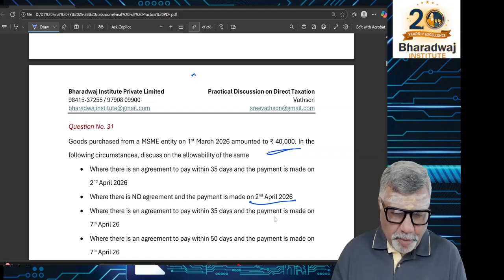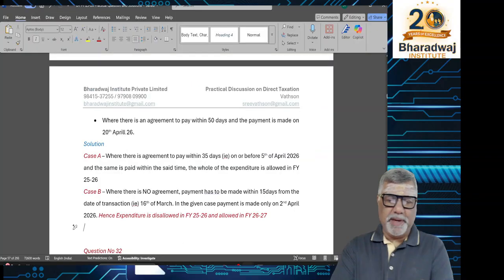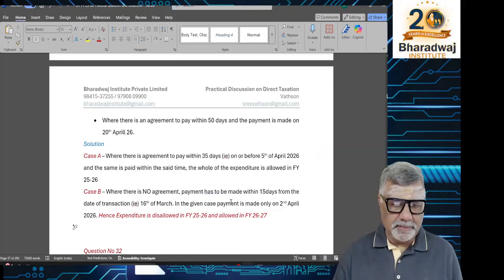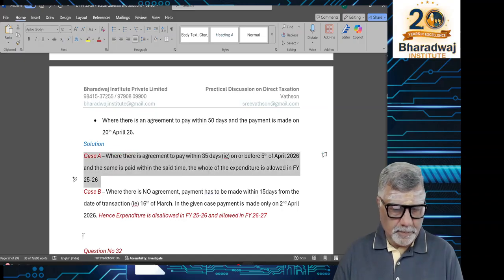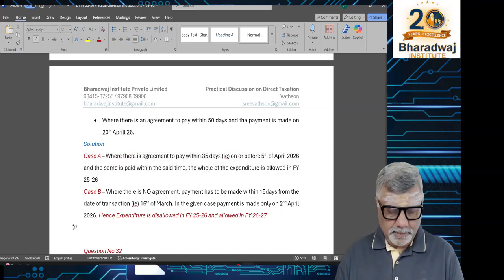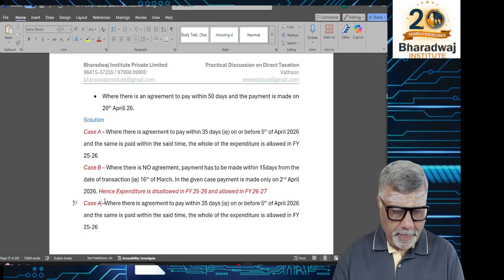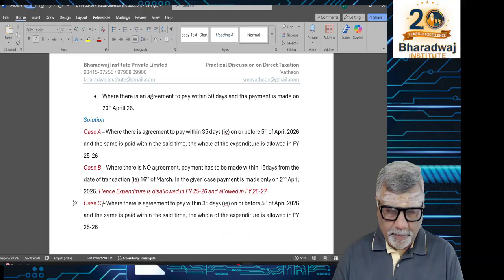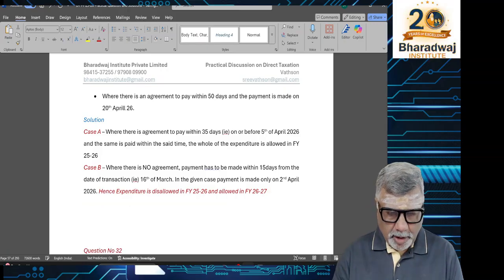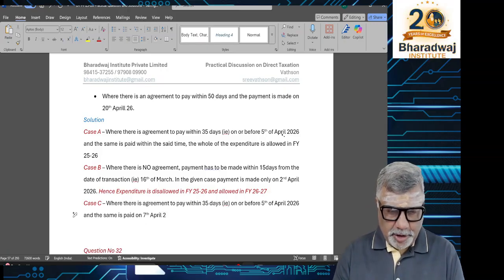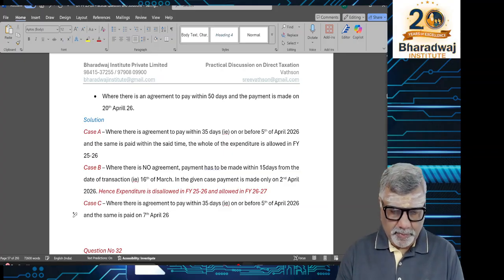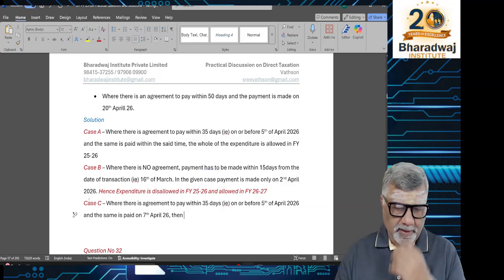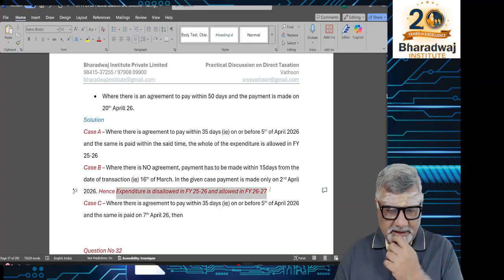Case C, where there is an agreement to pay within 35 days and the payment is made on 7th April. And the same is paid on 7th April 26. Then the expenditure is disallowed.